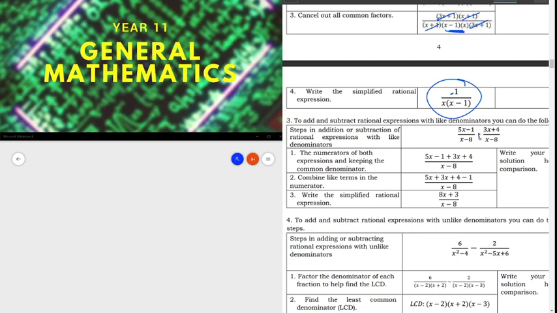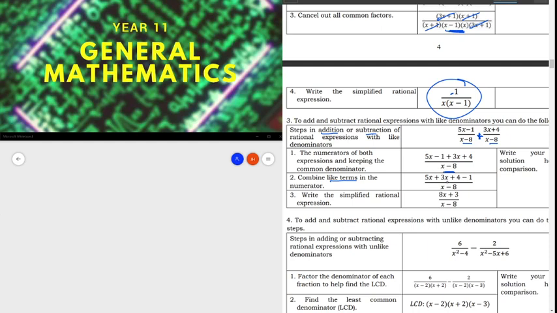By the way, this is addition. Steps in addition or subtraction. Okay. Since they have the same denominator, we can just simply copy this one as x minus 8. And then we add the 2. So 5x plus 1 plus 3x plus 4. Then you combine like terms. So we have here 5x.